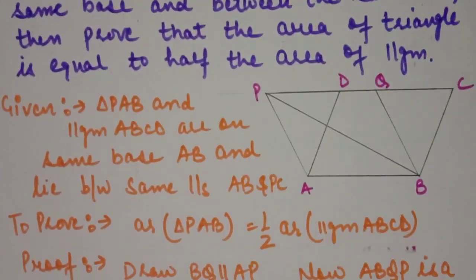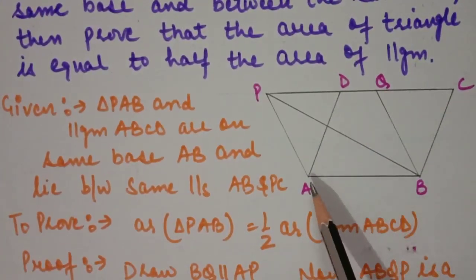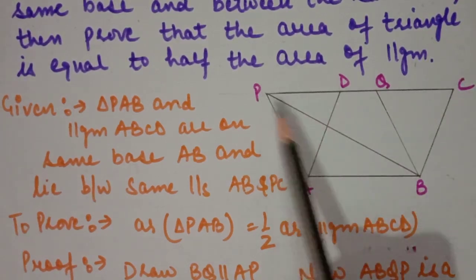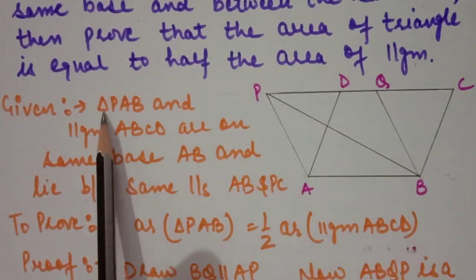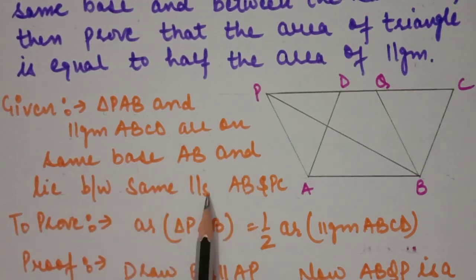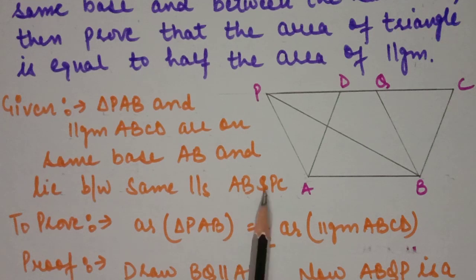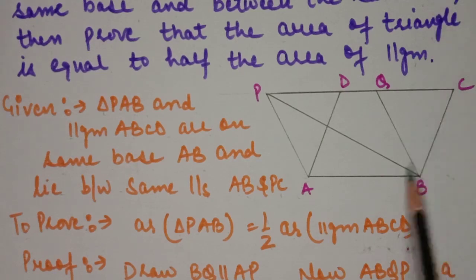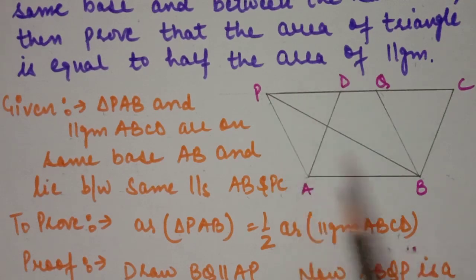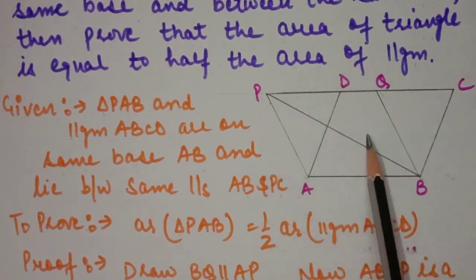For this, draw the diagram first. We have a parallelogram ABCD, and we have a triangle APB. So triangle PAB and parallelogram ABCD are on the same base AB and lie between the same parallels AB and PC. We have to prove that the area of triangle PAB is equal to half of the area of parallelogram ABCD. So for this proof, we will draw BQ, which is parallel to AB, and now ABQP is also a parallelogram.